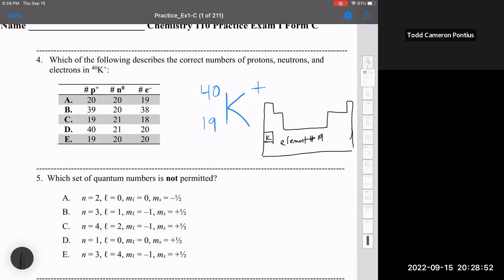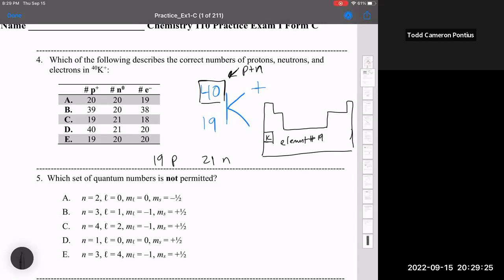Okay. Here's potassium. Whatever the element number is, that's the number of protons. So it's got 19 protons. Then the number of neutrons is going to be equal to the number of nucleons minus the number of protons. The number of nucleons is this value up here. That's the protons plus the neutrons. So the number of neutrons is going to be 40 minus 19, which is 21.